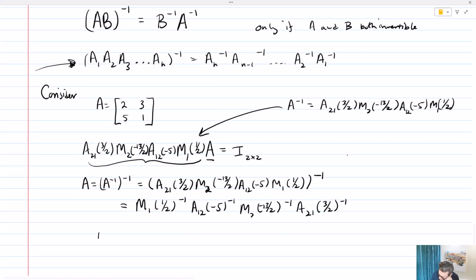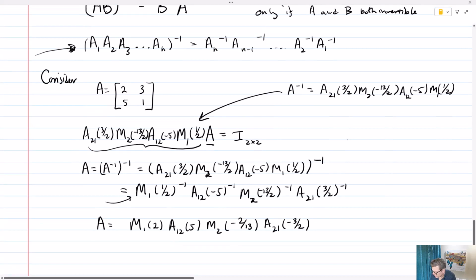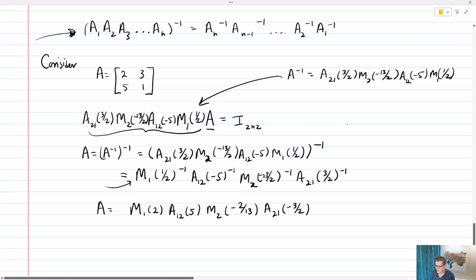And so, in fact, we can write A now. We're just going to use that information that we had about finding the inverses. So the inverse of M1 1/2 is M1 2. The inverse of A12 negative 5 is A12 5. M2 negative 13 over 2 becomes M2 negative 2 over 13. And A21 3/2 is just going to be A21 negative 3/2. So that's what A is going to be. We take the inverse of each of our elementary matrices, and we reverse their order. And that's essentially what you've got to do in order to find these.